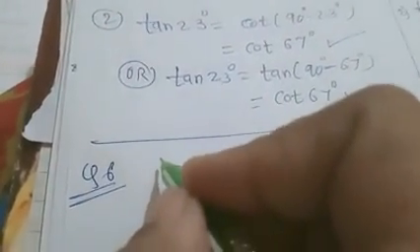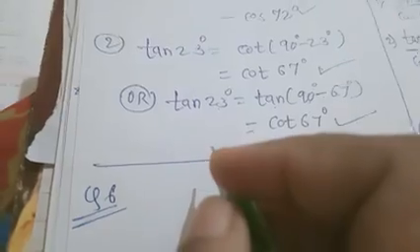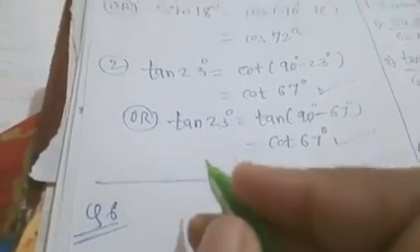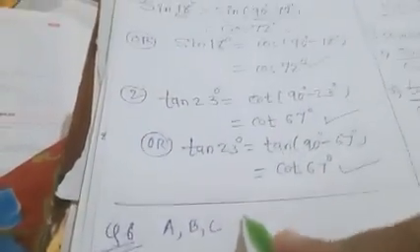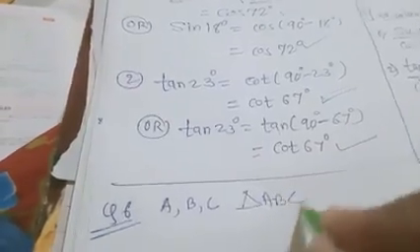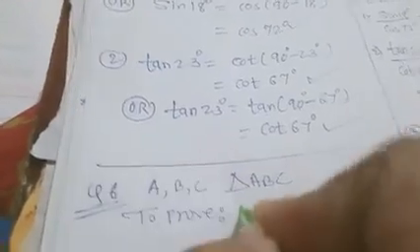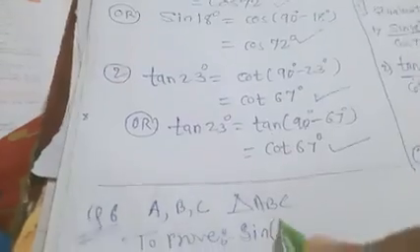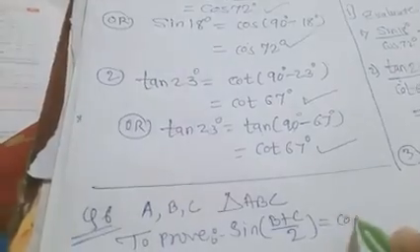What is the question? A, B and C are the interior angles of triangle ABC. Then you have to prove that sine of B plus C upon 2 is equal to cos A by 2. For solving such an example, there are a lot of methods. I am telling you one easiest method.